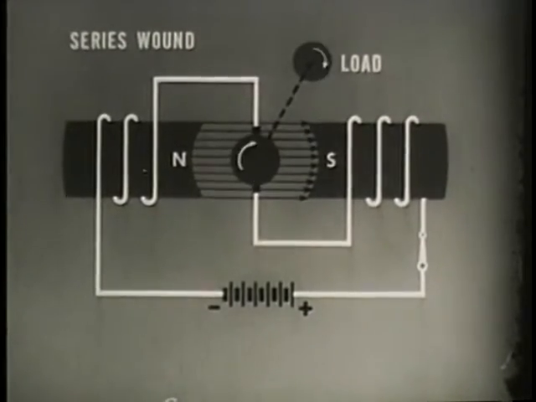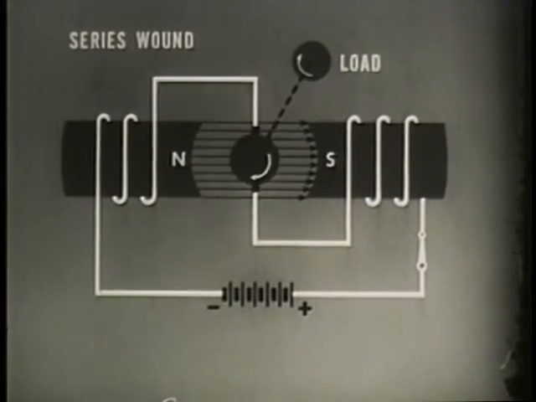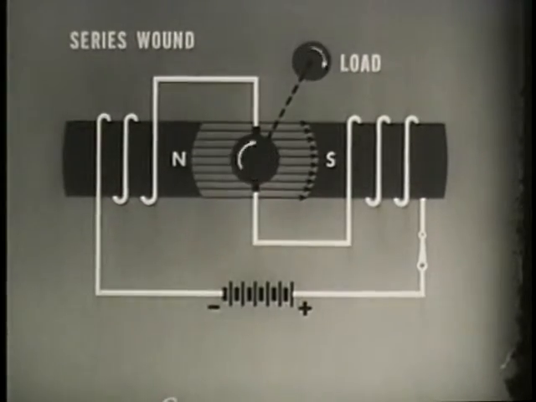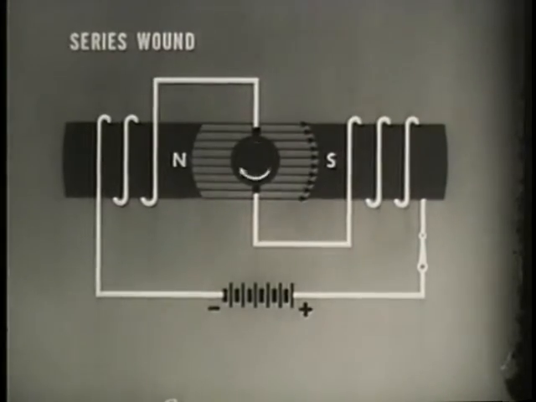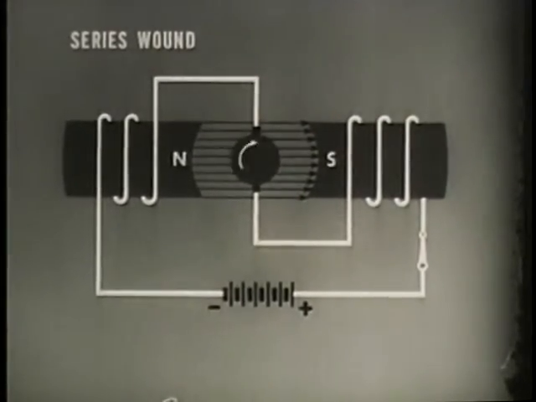The load prevents this, acting to control the speed of the motor. But if the load is suddenly removed, like in the case of a broken belt, the motor will build up speed trying to develop more CEMF until it destroys itself.